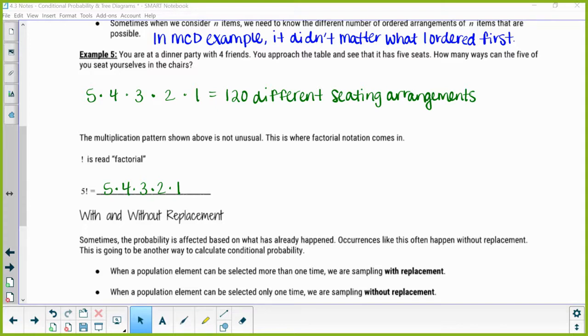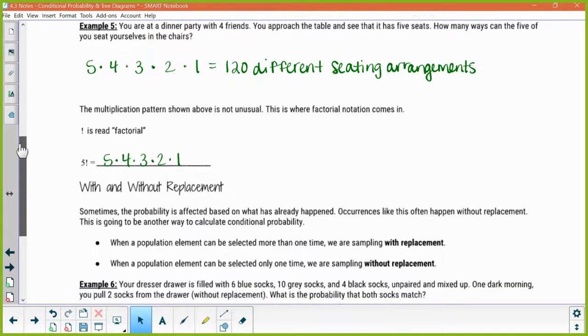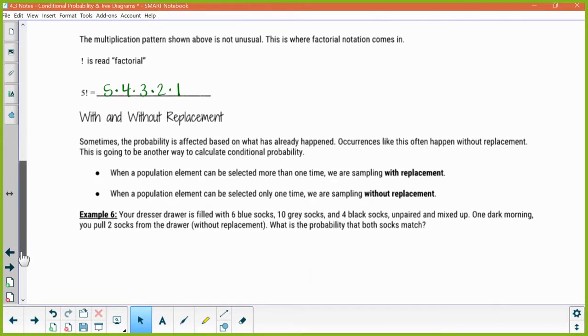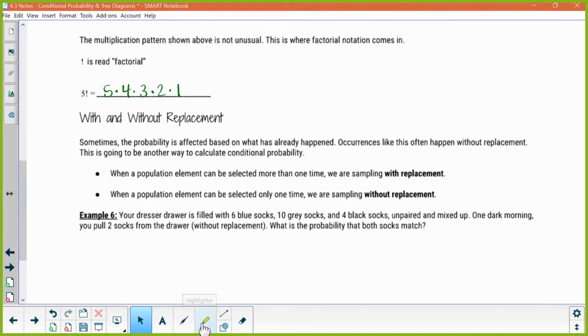Now, kind of piggybacking off of that idea of having changes being made once you've done selection, we do have the possibility of dealing with things that matter if you replace something or if you do not. So, sometimes the probability is affected based on what has already happened. Occurrences like this often happen without replacement. This is going to be another way to calculate a conditional probability. So when it can be selected more than one time, we are sampling with replacement. If it can only be selected one time, we are selecting without replacement.